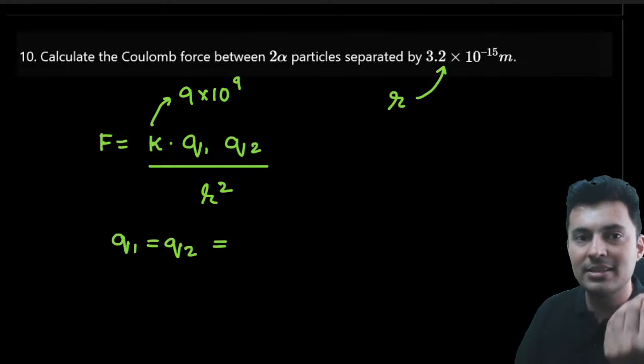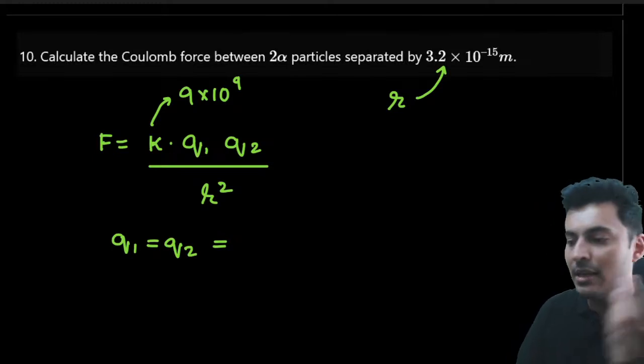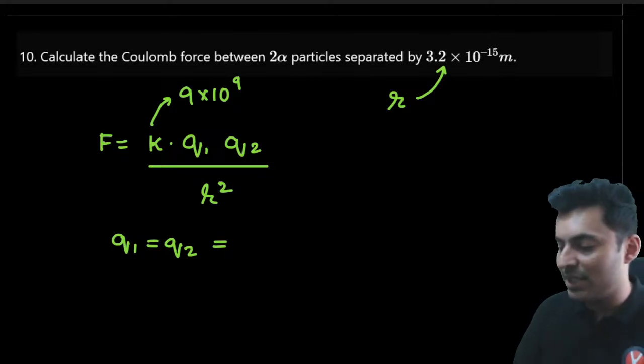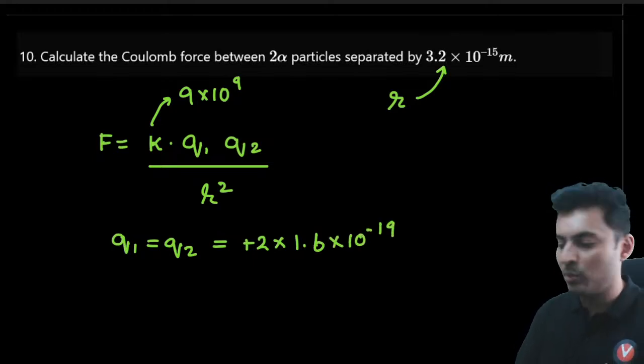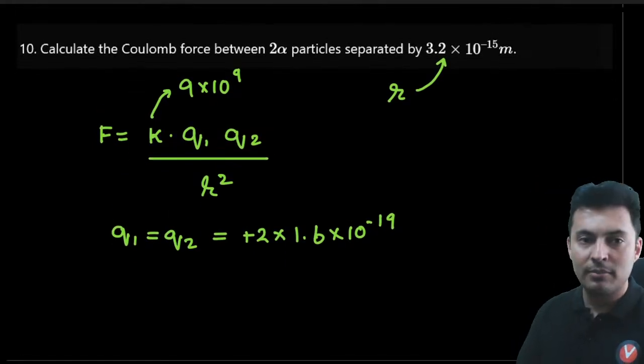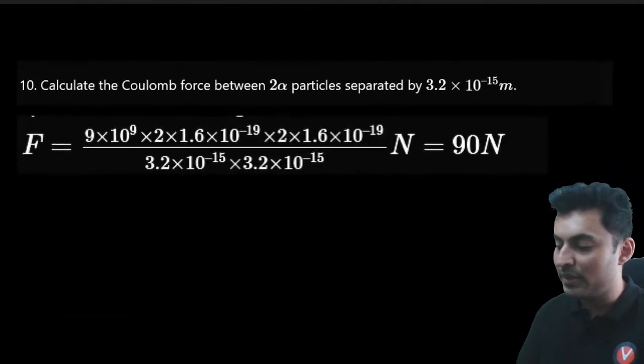Yes, alpha particles means it is doubly ionized helium and two positive charges. So it is 2 into electron charge, which is 1.6 into 10 to the power minus 19. 2 into 1.6. That's it. That is the magnitude of the charge. So that is how you will solve this.